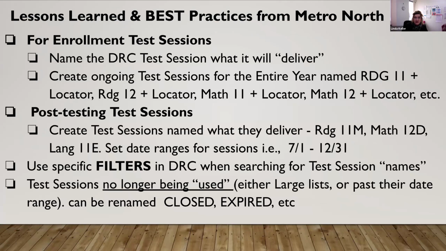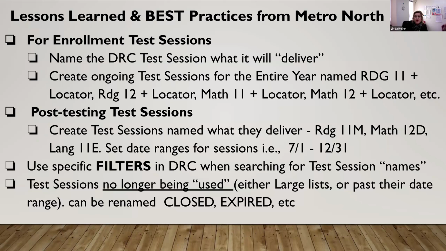The lessons that we've learned is to name the DRC test session with what subject and version it will deliver. So we created ongoing test sessions for either 6 months or a year, so they're easy to find and easy to use. We're delivering TABE Online at 3 different locations. So if you have multiple buildings in your agency account, you could use an abbreviation of the building name at the beginning of the test session.